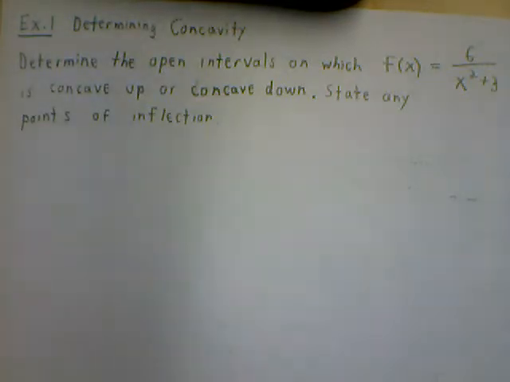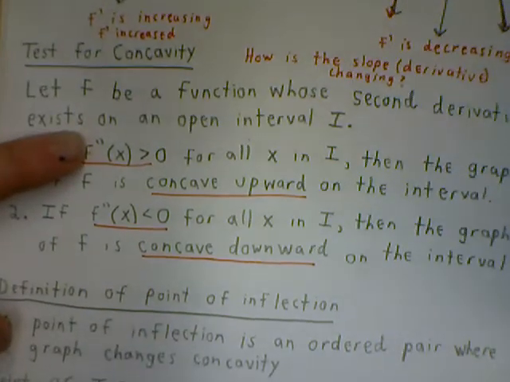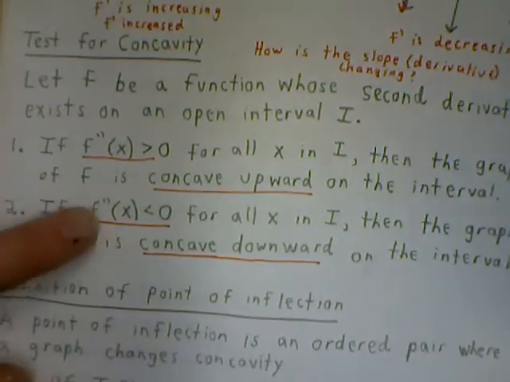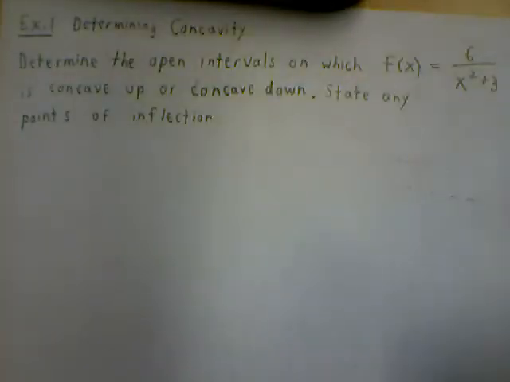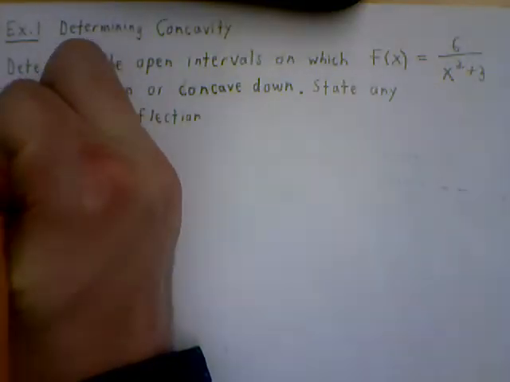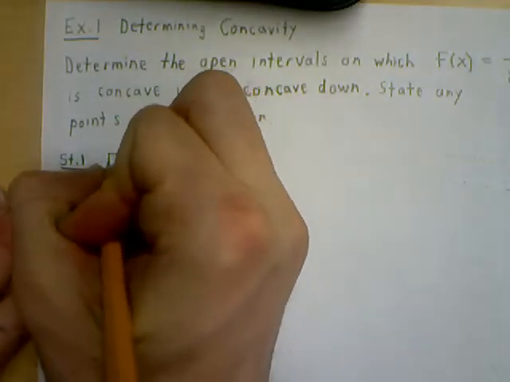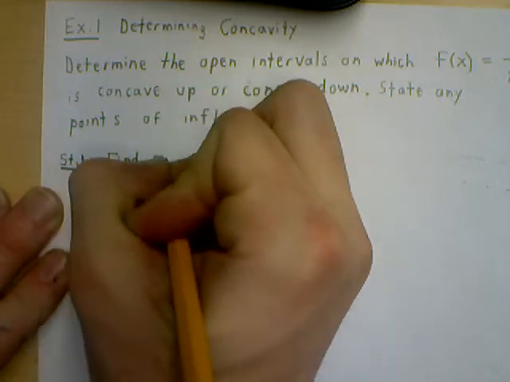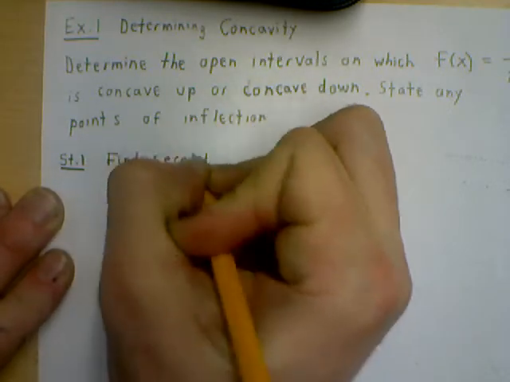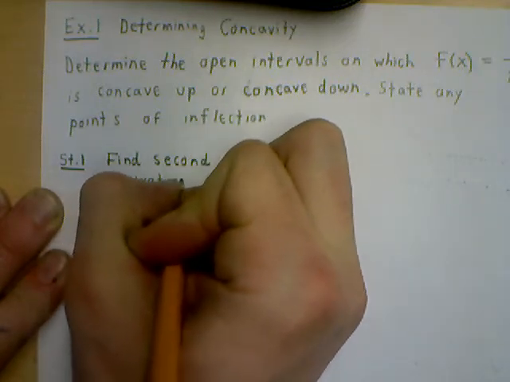All right, so this means we're going to use the concepts from the previous page. I need to figure out if it's going to be concave up, the second derivative is positive. It's going to be concave down, the second derivative is negative. So let's go ahead and do that. First step is let's find our second derivative. You got to always keep in mind the rules here, especially product, quotient rule, etc.